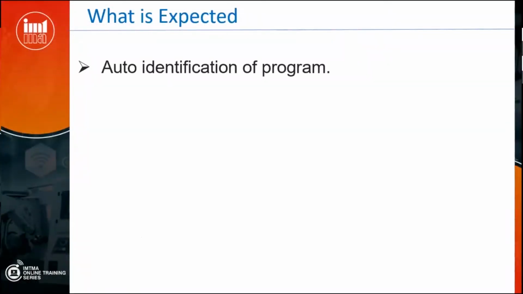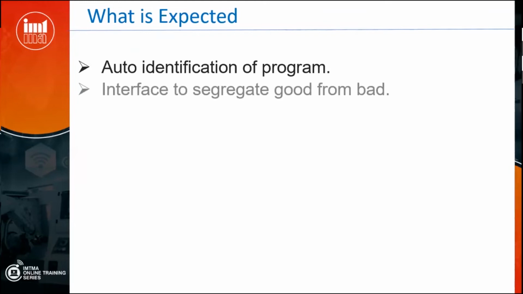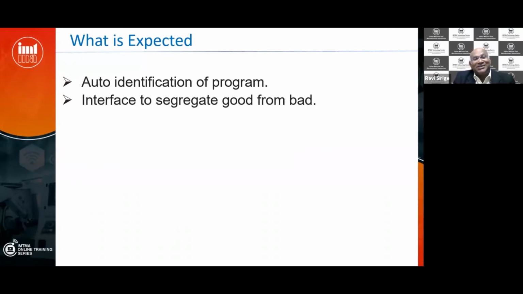Now, auto identification of a program. I know I have developed hundreds of programs. I just scan the part, and automatically it should identify what the program is, what has to be done, how it has to move, things like that. These are my expectations. Interface to segregate good from bad. The machine should give me a clear instruction, maybe a robot or other pallet system, where I should be able to segregate good from bad. I should be able to do offline programming or online programming.